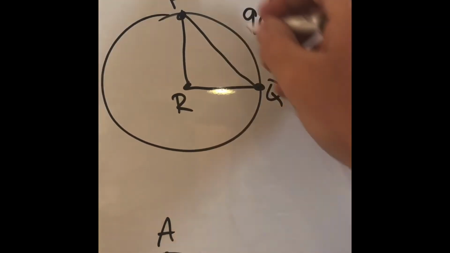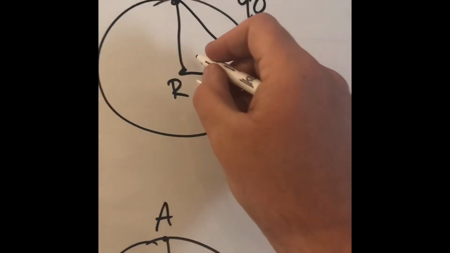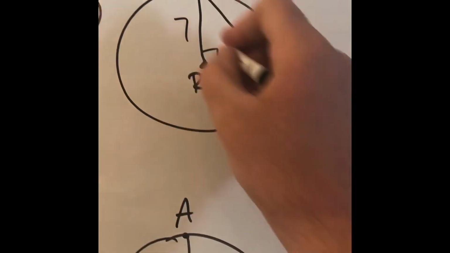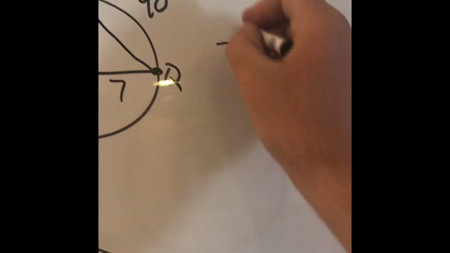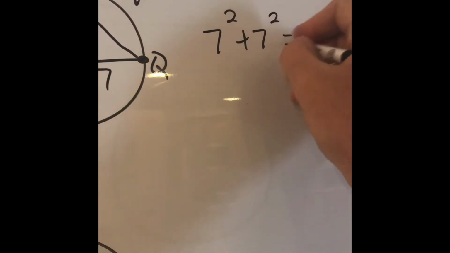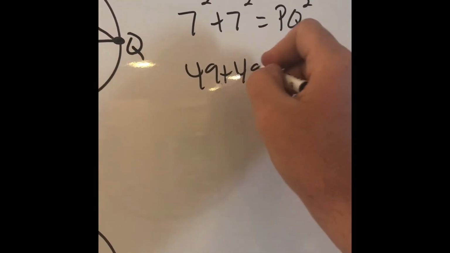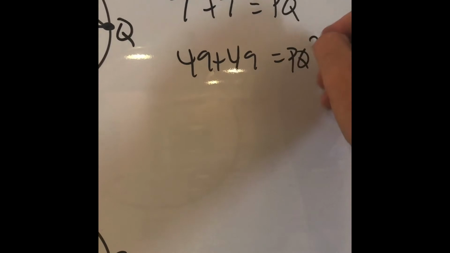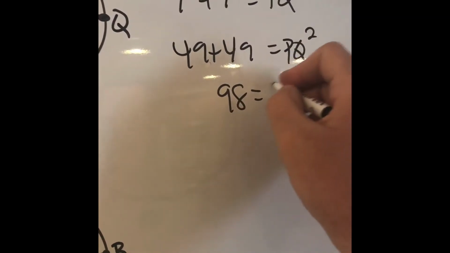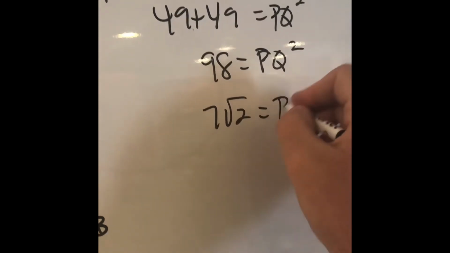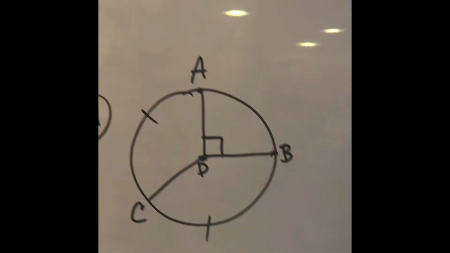Okay, over here, here's what I noticed. This arc PQ for number 19 is 90 degrees. Tells me 90-degree angle. These were 7s, so that tells me 7 squared plus 7 squared is going to equal our PQ squared. 49 plus 49 is PQ squared. 98 is PQ squared. 7 square roots of 2 is PQ. We just did the Pythagorean theorem. That's all that was. Okay.